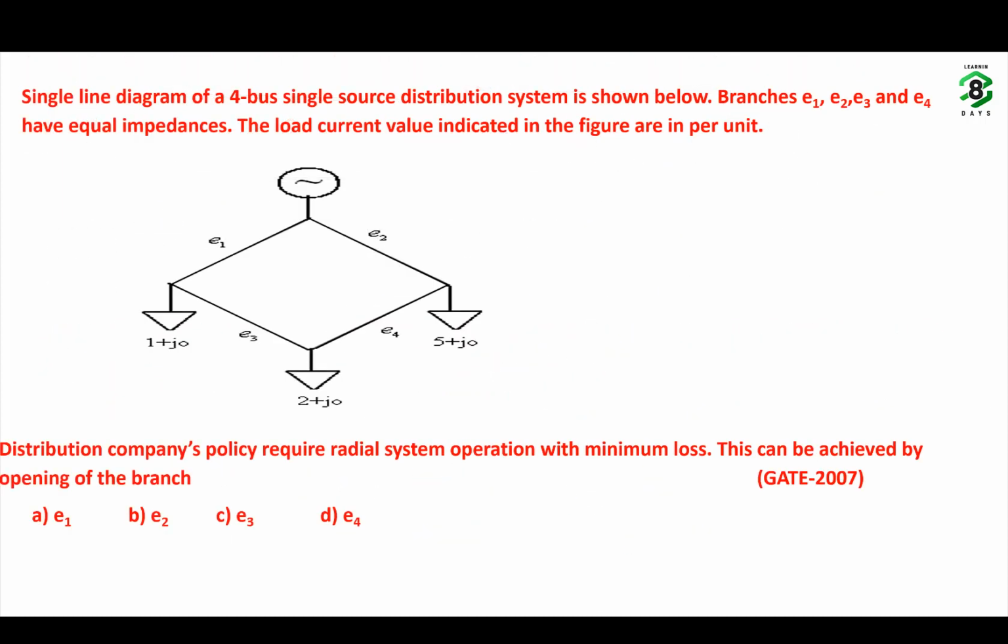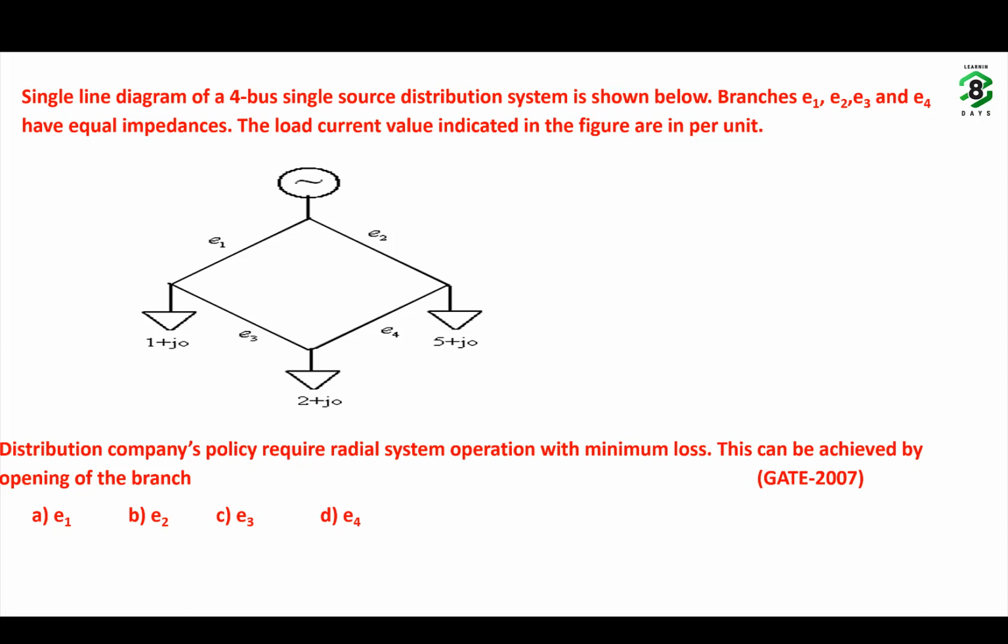Let us come to the last question in this lecture. A single line diagram of a 4-bus single source distribution system is as shown. Branches E1, E2, E3, E4 have equal impedances. The load current value is indicated in the figure in per unit. Distribution company policy requires radial system operation with minimum loss. This can be achieved by opening the branch.